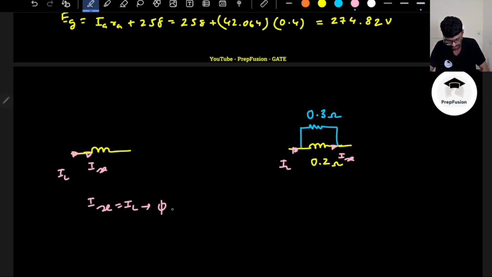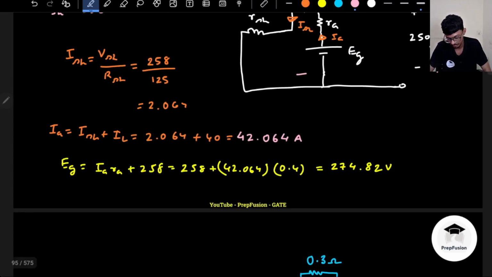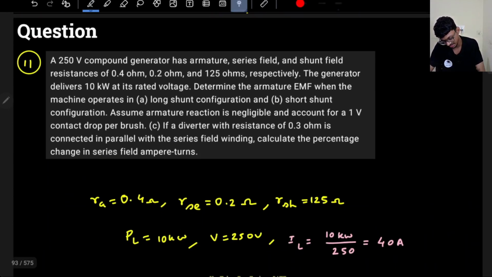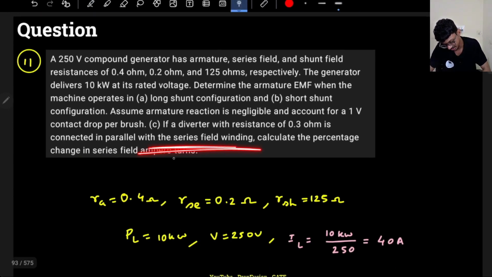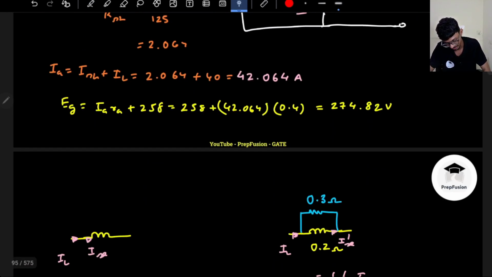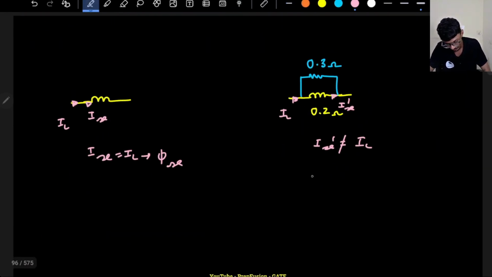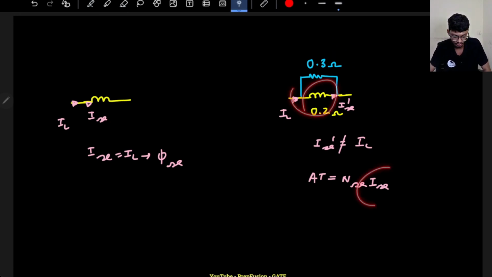So this was my, let's say this was the flux phi 1, or flux phi AC. Now the load current is the same, but my ISC dash is not equal to IL anymore. Okay, previously it was equal. So my flux, right, because the MMF has changed, ampere turns, because they have asked me what is the percentage change in ampere turns. Percentage change in the ampere turns. Ampere turns is what? What is MMF? AT is basically the turns into the current across the field winding. That's it, right? Obviously physically the turns will not change, only the current will change.